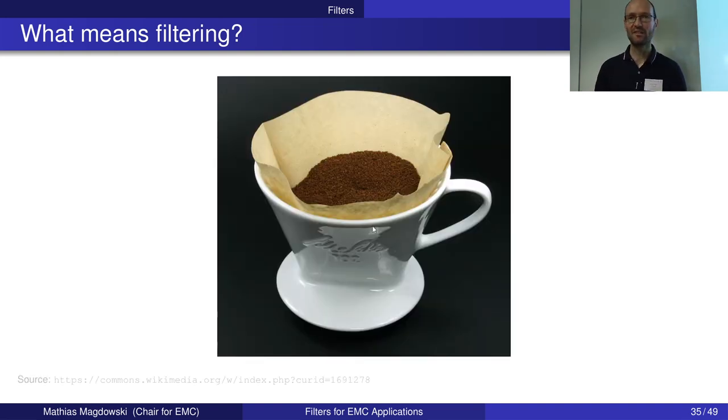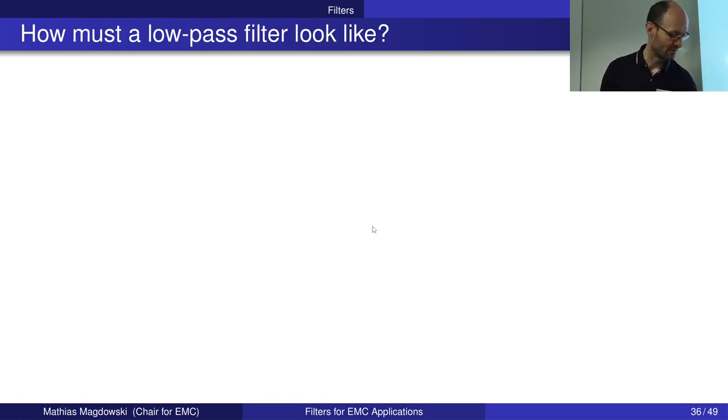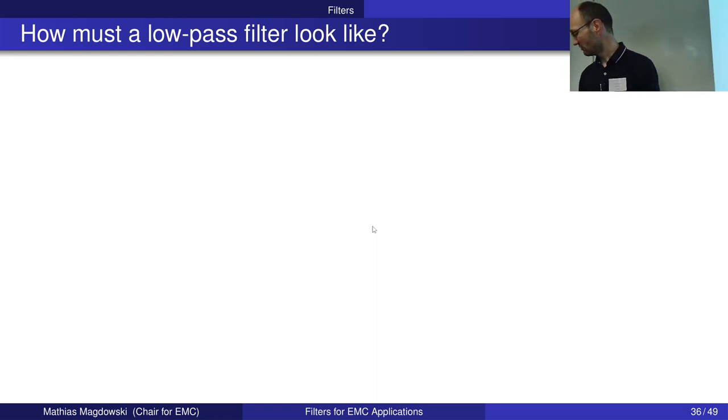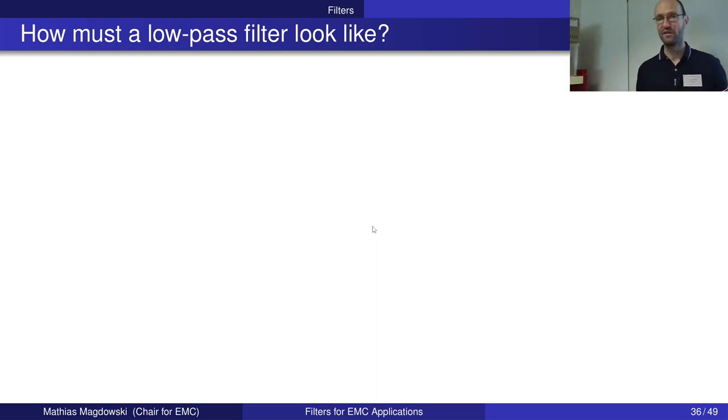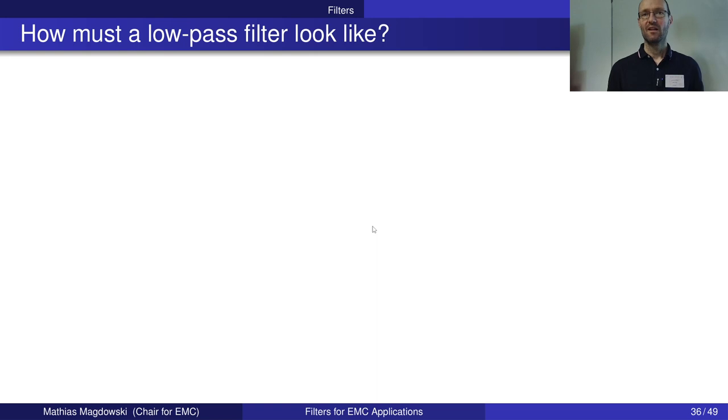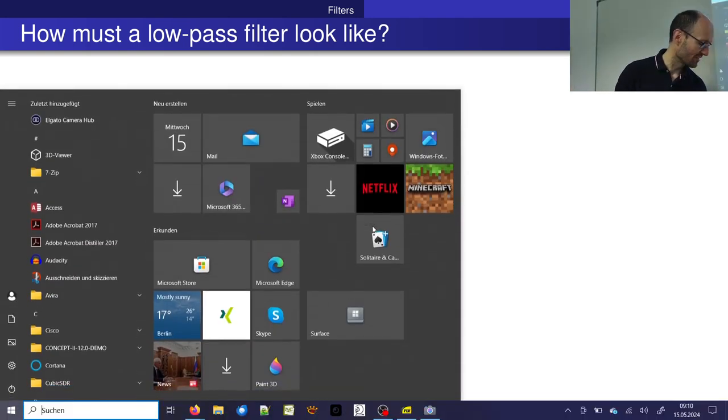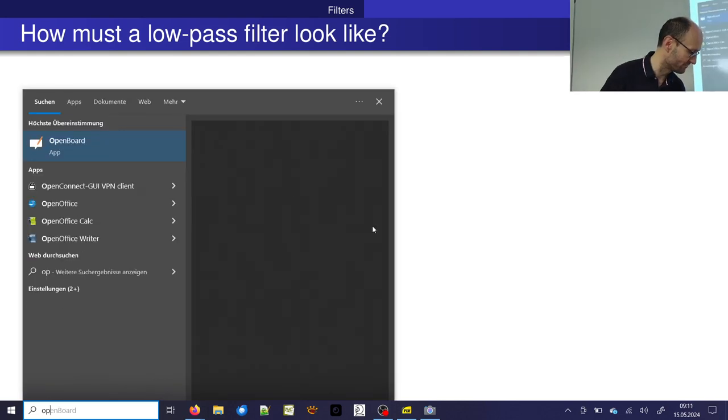And it's a little bit the same like if you drink coffee. You want to have the good taste of the coffee, but you don't want to have the coffee powder in your mouth. So you need to have a filter to filter between them. So now for our EMC application, we want to have a low pass filter. So how does this low pass filter need to look like?